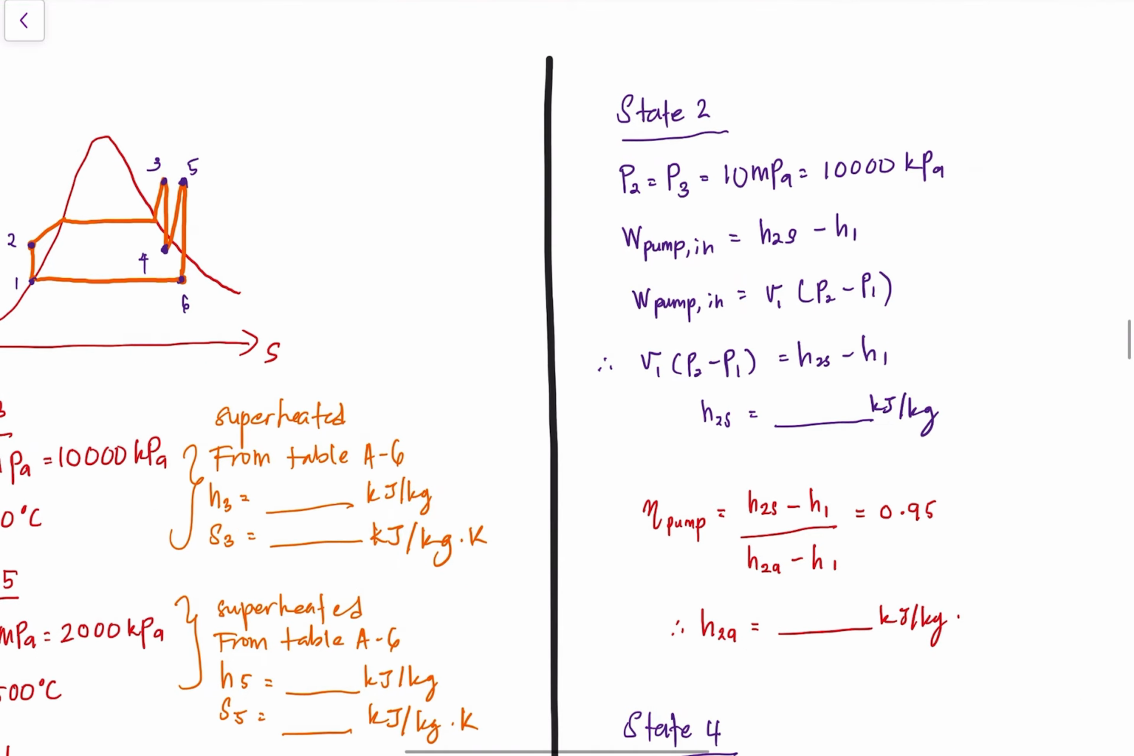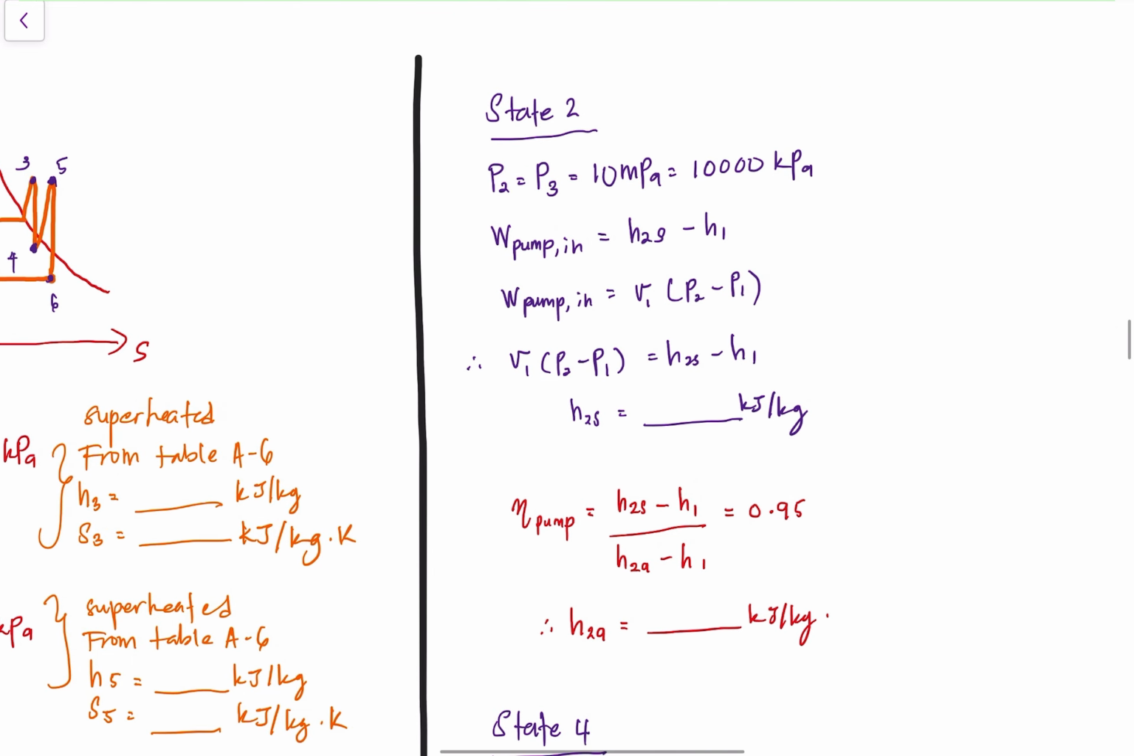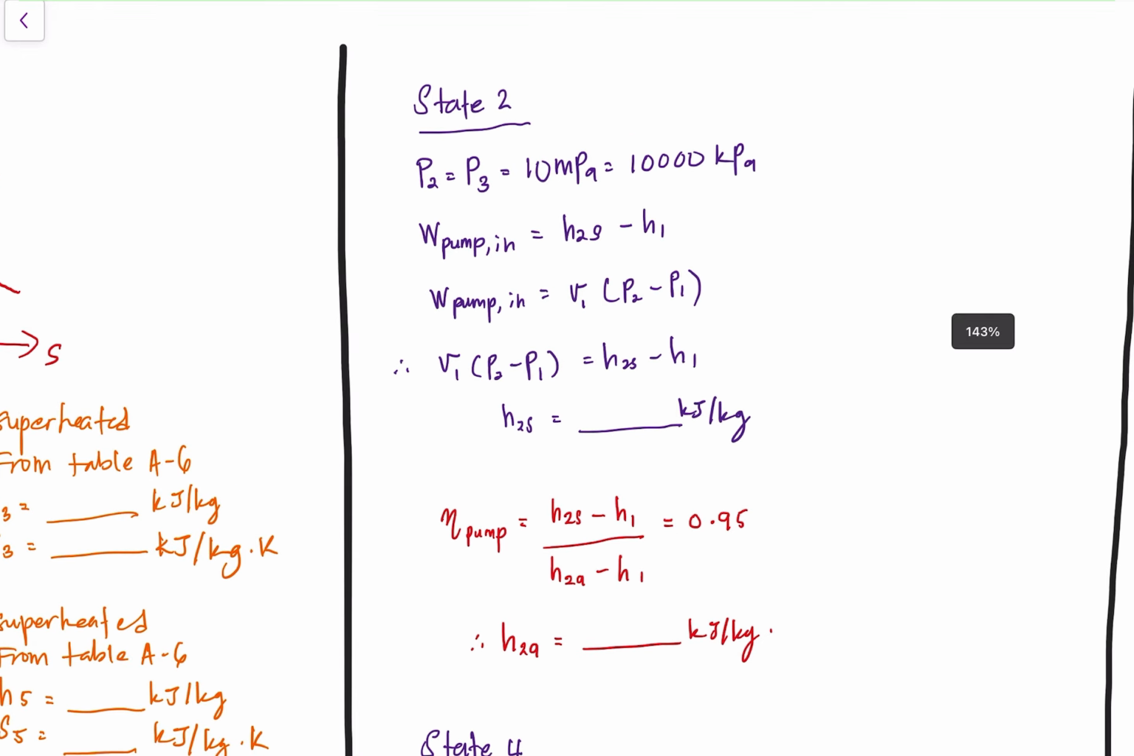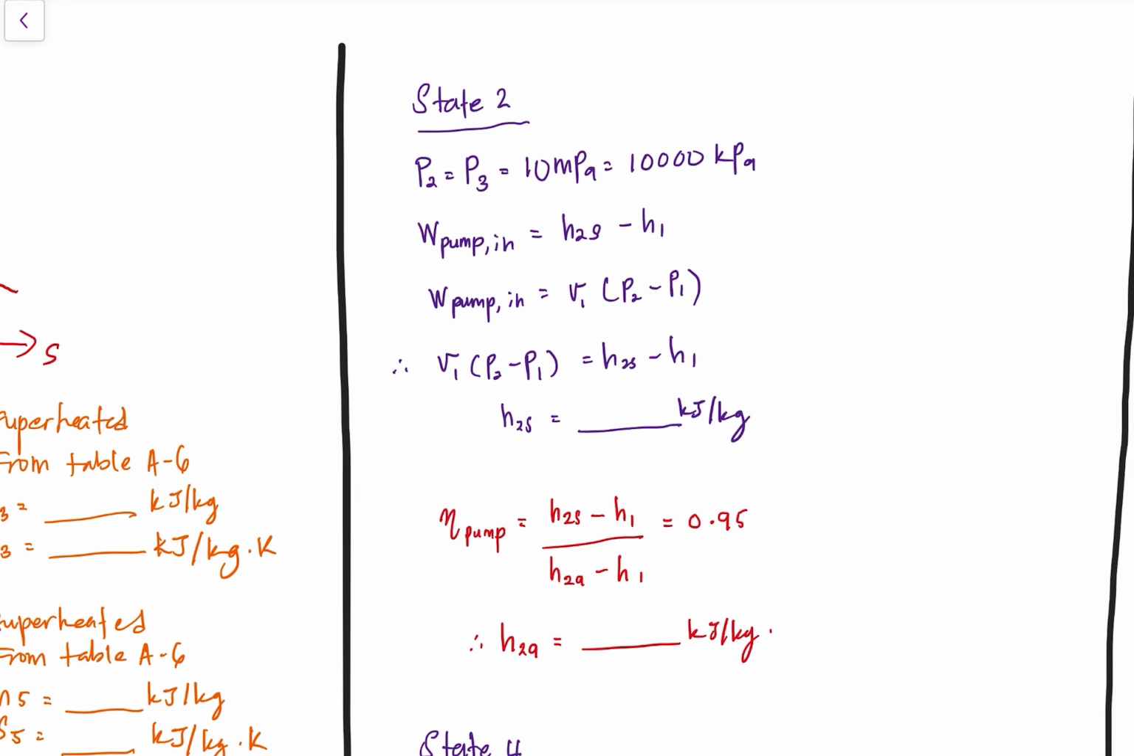Next, what you can do is find all the necessary properties for the remaining states. Previously we have state 6, 5 and 1. So now we are going to find the remaining state 2. We know that state 2 has the same pressure as state 3, which is 10,000 kilopascal or 10 megapascal.